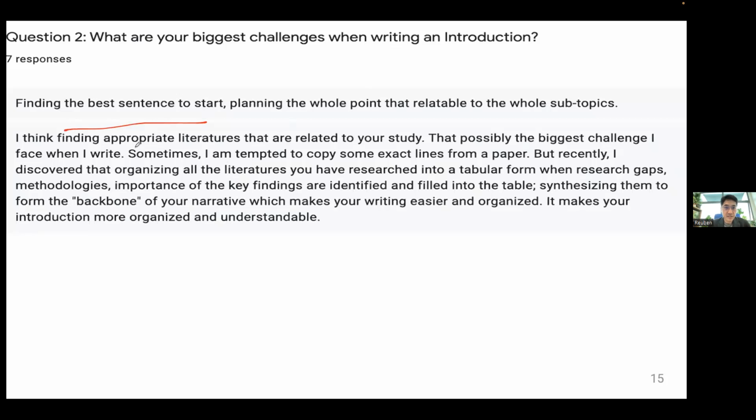What's the biggest challenge for introductions? Someone said that probably the biggest challenge is, again, copying and pasting the exact lines. But I'm glad this person discovered that organizing literature into a tabular form, finding out the methodology and the key findings, are all very nice to be put into a table. And then from the table, you can start crafting your introduction based on the table that summarizes all the literature you're working on.